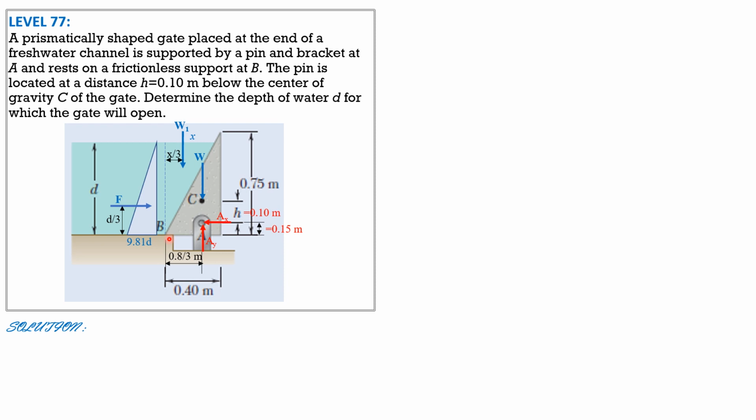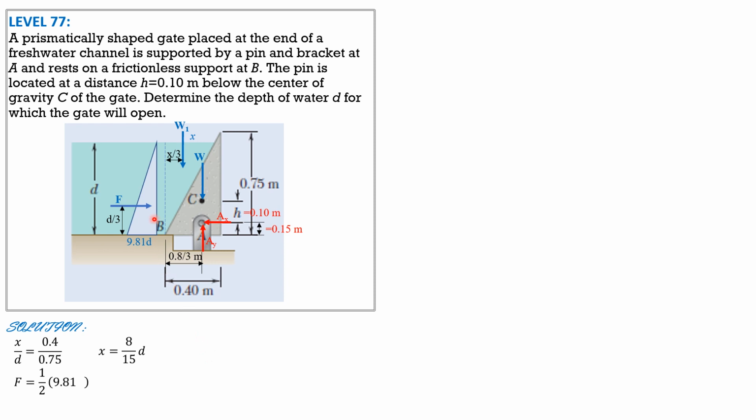So when the gate will be about to open, there will be no reaction at B. It will pivot. So there will be no reaction at B when the gate is about to open. So take note, that's the condition. By similar triangles, x is to d equals 0.4, because this triangle here is similar to this triangle. So base x is to depth d equals base 0.4 is to depth 0.75. So x is equal to 8 over 15 of d.